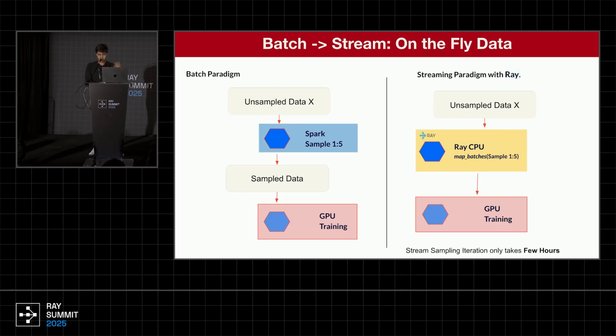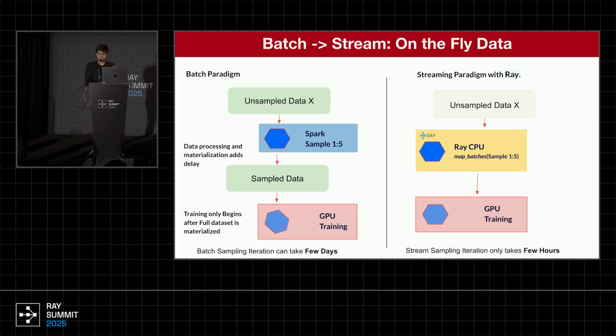So I want to take the example of sampling and set motivation for the difference between the batch and streaming paradigm. So the batch paradigm is the old paradigm with Spark. So say once the unsampled data set becomes available, we run a Spark job that selects, say, on a positive to negative ratio. This job ends up taking some time to generate because this is a big data job. And only after the final data set is materialized, the sampled data set becomes available. And that is when we can start training. So sampling iterations end up taking a few days because we have to generate all of these different sampling ideas, and these jobs take a lot of time.